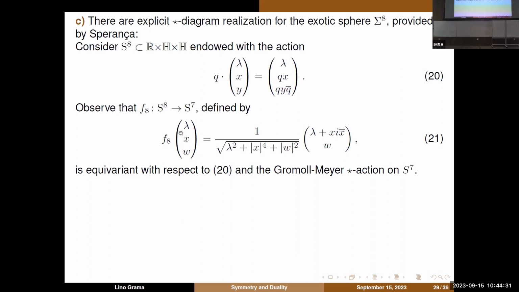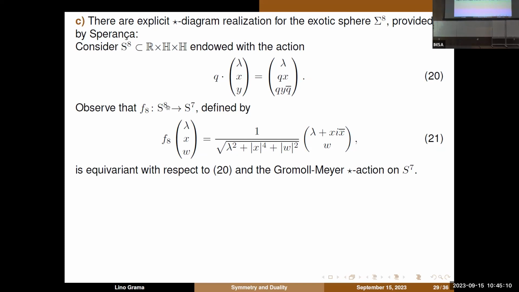This is just to look at this action on this space. They multiply by left here, and they keep the first coordinate. And we have these functions from S7 to S4 given by this expression. And this function is equivariant with respect to this action and the action of the Gromoll sphere on S7. And we can just have a function that is equivariant with the two actions.